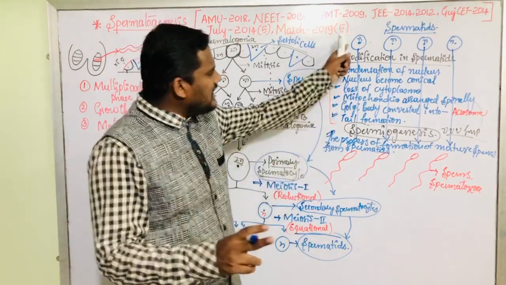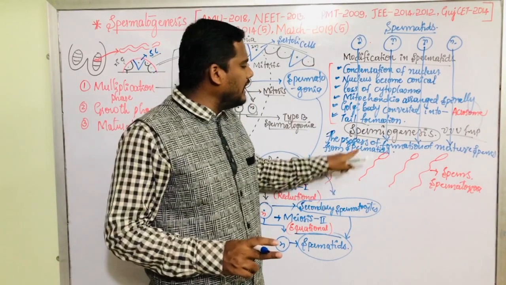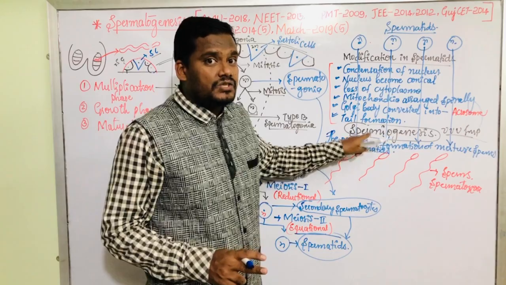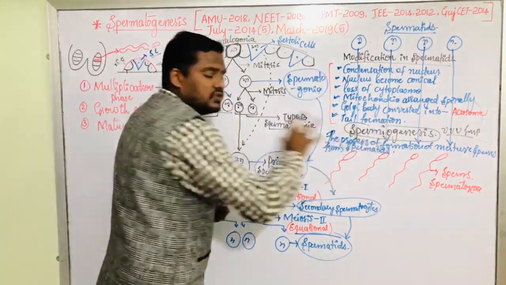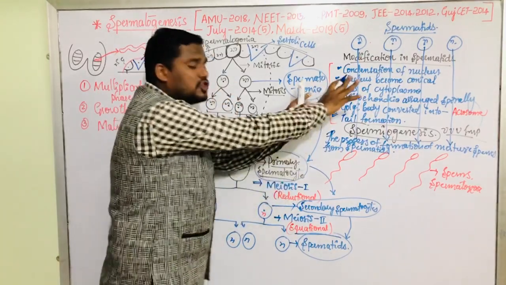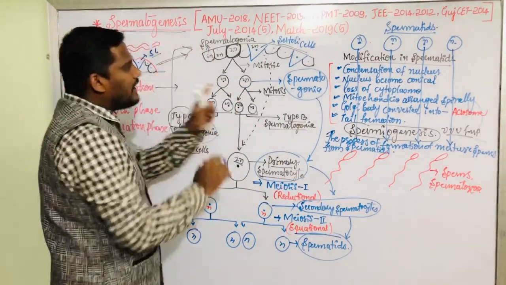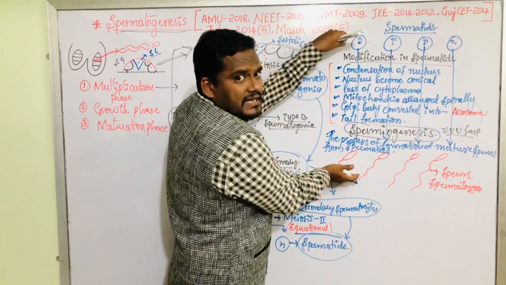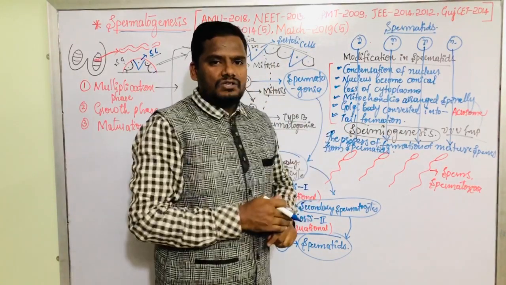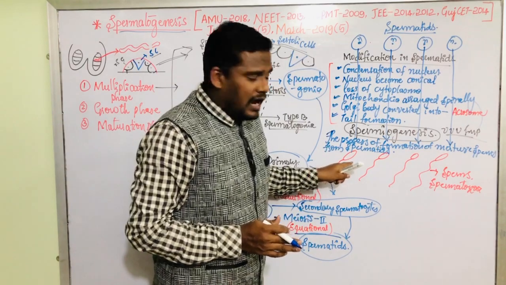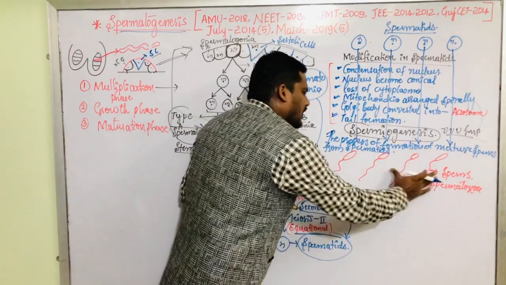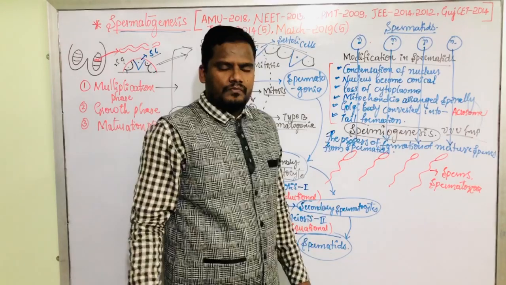Spermatids से sperm बनने वाले process को हम क्या बोल रहे हैं? Spermiogenesis. Whereas spermatogenesis means this entire process. Entire process is called as spermatogenesis, whereas only this much process it is called as spermiogenesis. After the sperms become mature, they are all called as mature sperms.